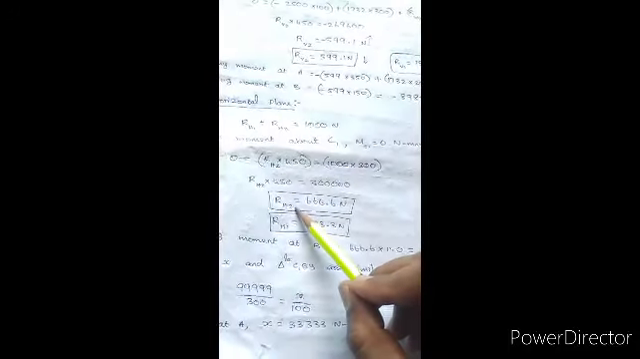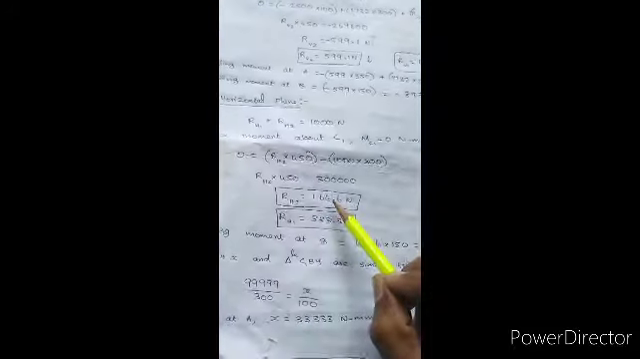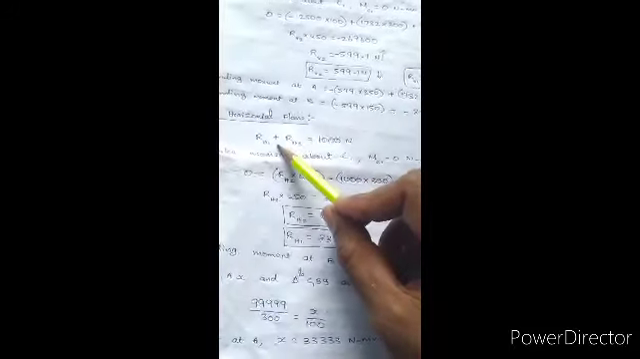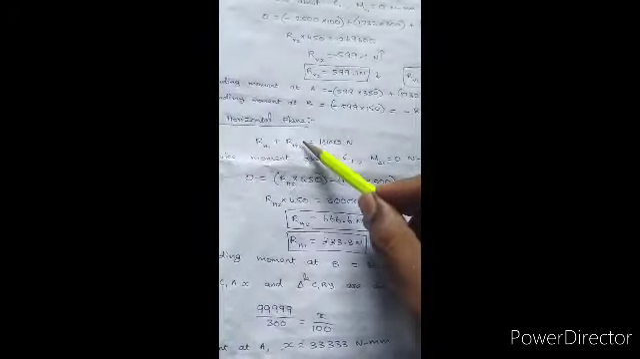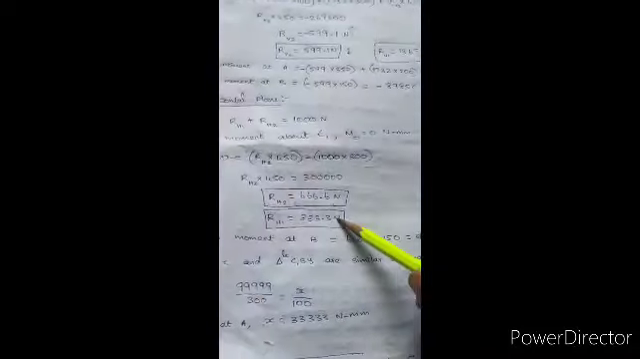Now find the value of RH2. If you equate, you will get RH2 as 666. Substitute this 666 in this formula, you will get the RH1 value. RH1 value is 333. RH2 is 666, RH1 is 333. Now we have to draw the bending moment diagram.